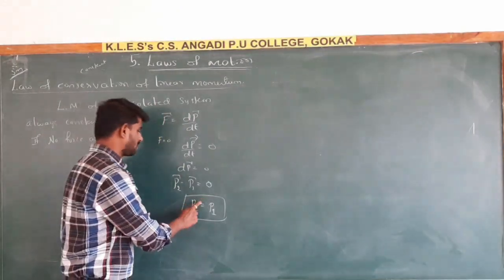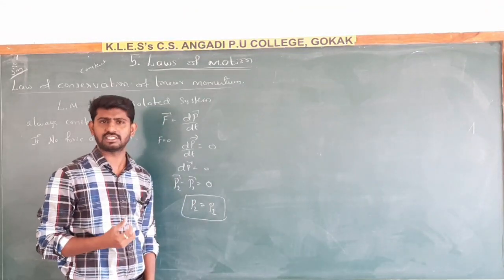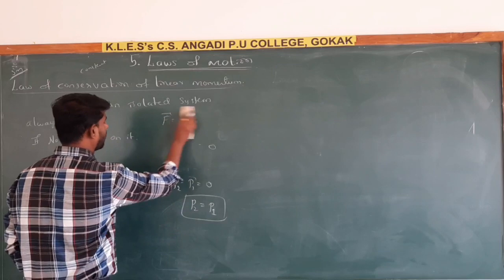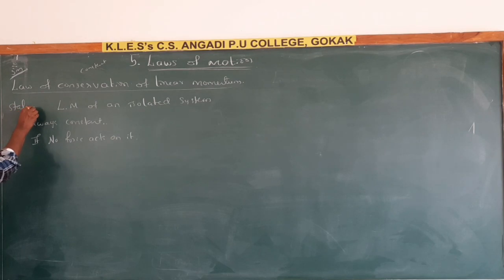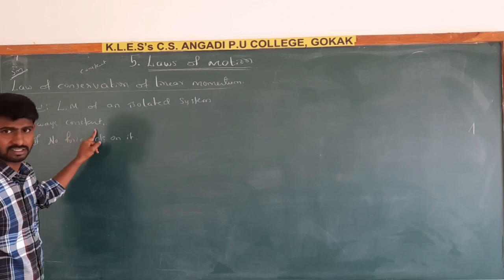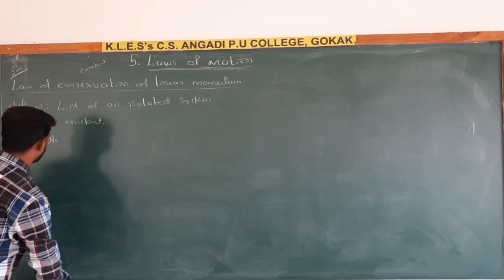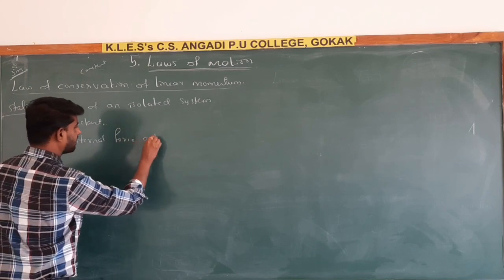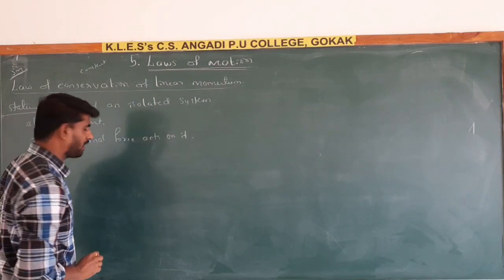Is it clear? Okay, so not only collision, the initial linear momentum and the final linear momentum of a system is constant. So there is no change in the linear momentum. So how to write the statement? The linear momentum of an isolated system is always constant if no external force acts on it. This is our statement, and we can prove this.